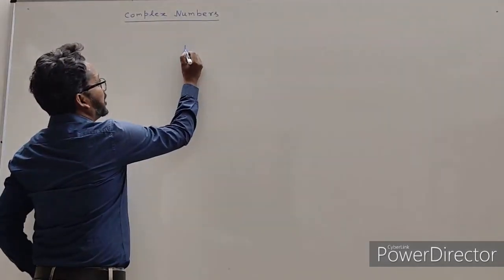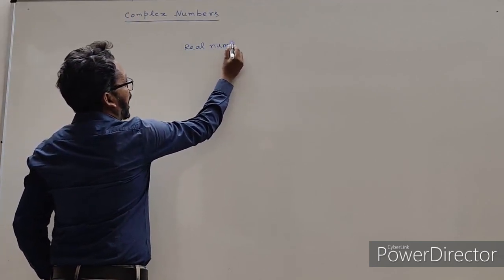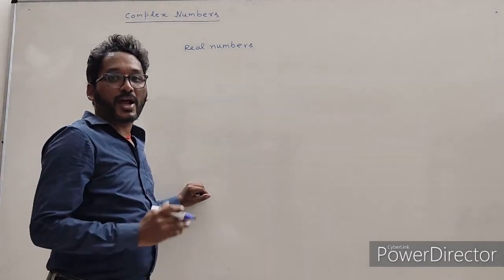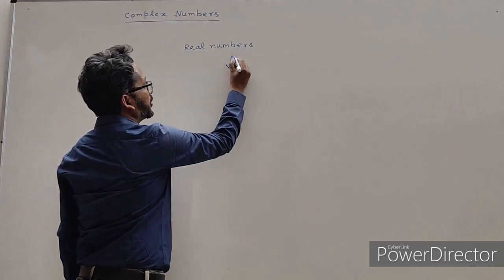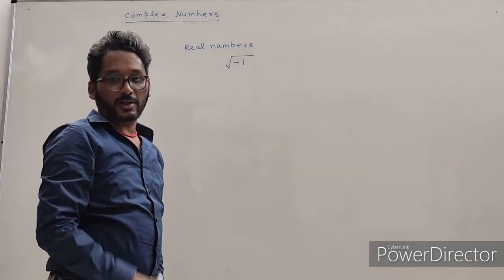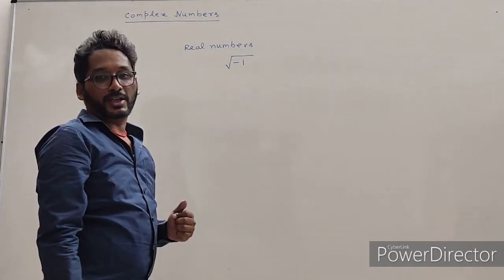We are already familiar with real numbers, and we know that in case of real numbers we cannot figure out the square root of some negative quantity. For example, in case of real numbers we cannot calculate the square root of -1. That is invalid for real numbers. And that is how complex numbers are different from real numbers.